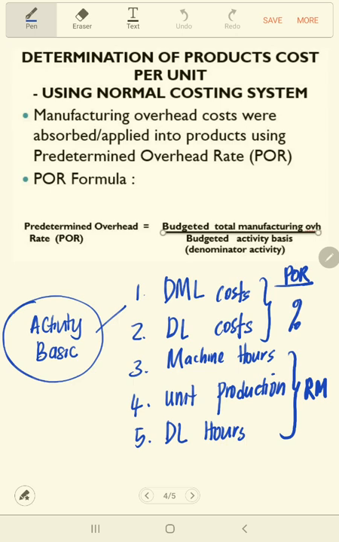Here, for the activity base, we have five of it: DML cost, DL cost, machine hour, unit production, and DL hour. DML stands for direct material and DL stands for direct labor. If the activity base used is DML or DL, our POR unit of measurement will be in percentage. If our activity base is machine hour, unit production, or DL hour, our POR unit of measurement will be in RM.